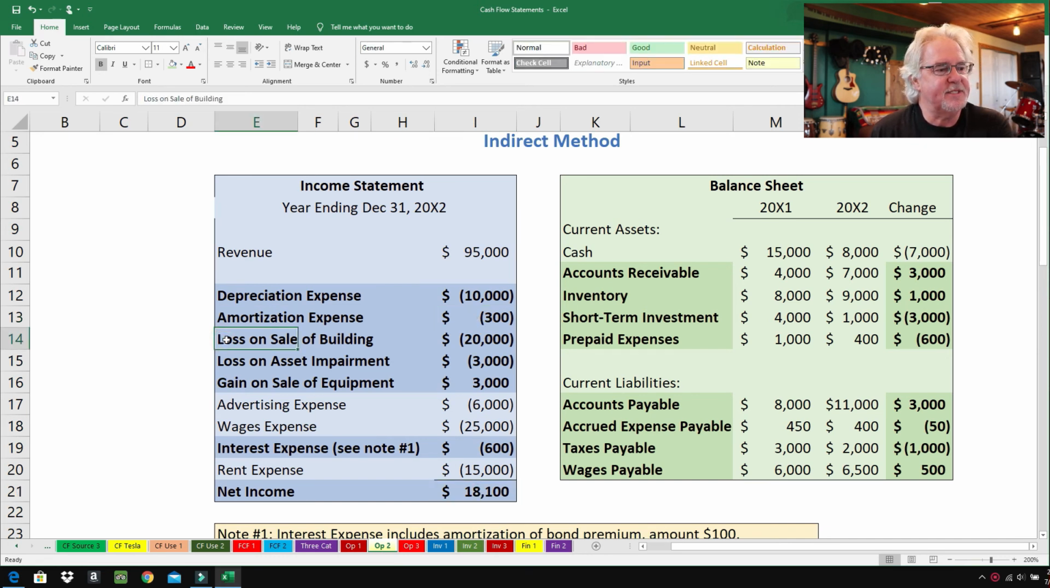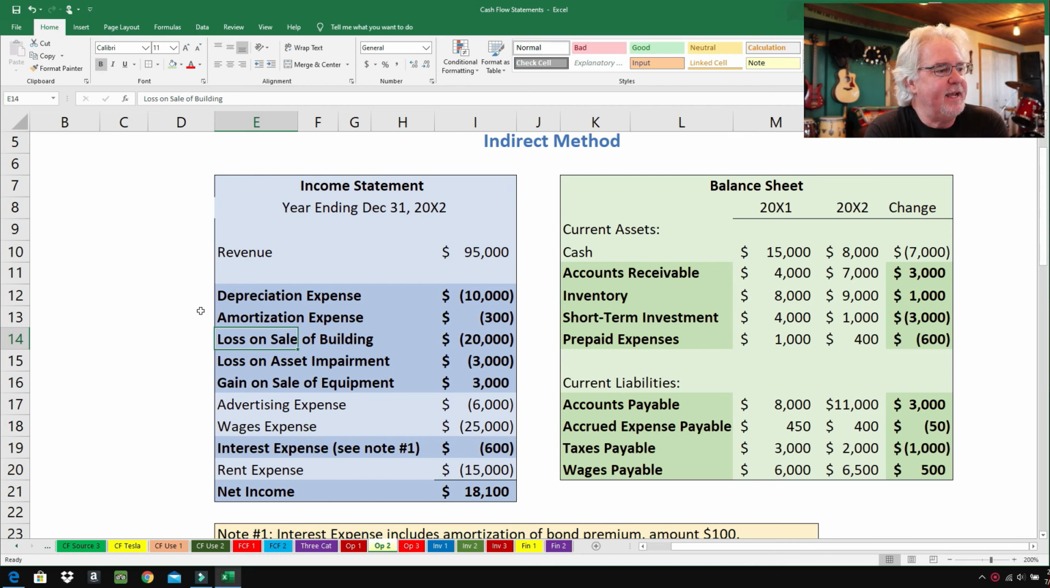Loss on the sale of building, the loss was $20,000. So here's what's going on, folks. The loss doesn't have anything to do with cash. Cash will be recorded down in the investing section, where we will record the sale of the building and the amount of cash. But this loss is just a bookkeeping mechanism to keep our books in balance. So this loss on sale of building, we're going to add it back, just like depreciation expense. Loss on asset impairment, the same thing.